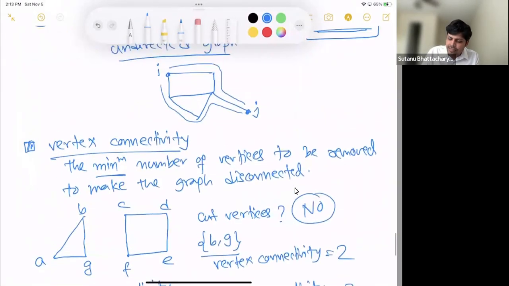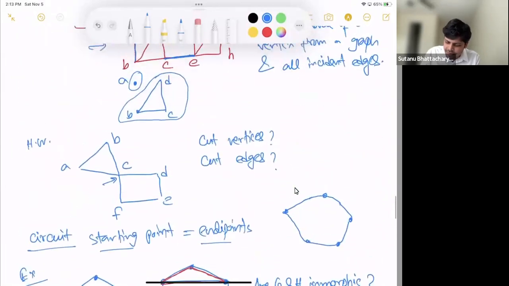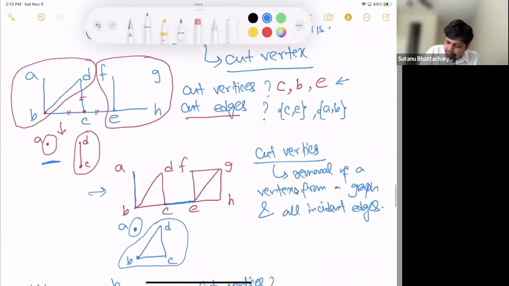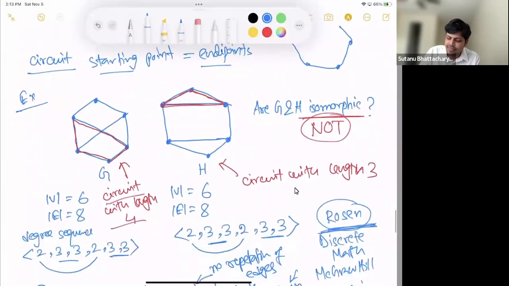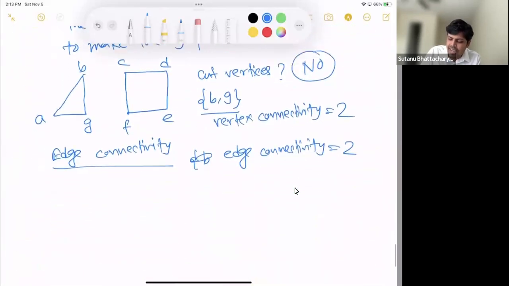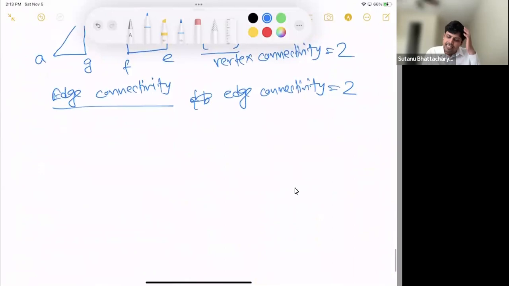And for this other graph, the edge connectivity would be 1, because if you delete this particular edge, the graph will become disconnected. So edge connectivity for this graph is only 1. So this is edge connectivity and vertex connectivity. And edge connectivity is nothing but the minimum number of edges that you need to delete to make the graph disconnected.